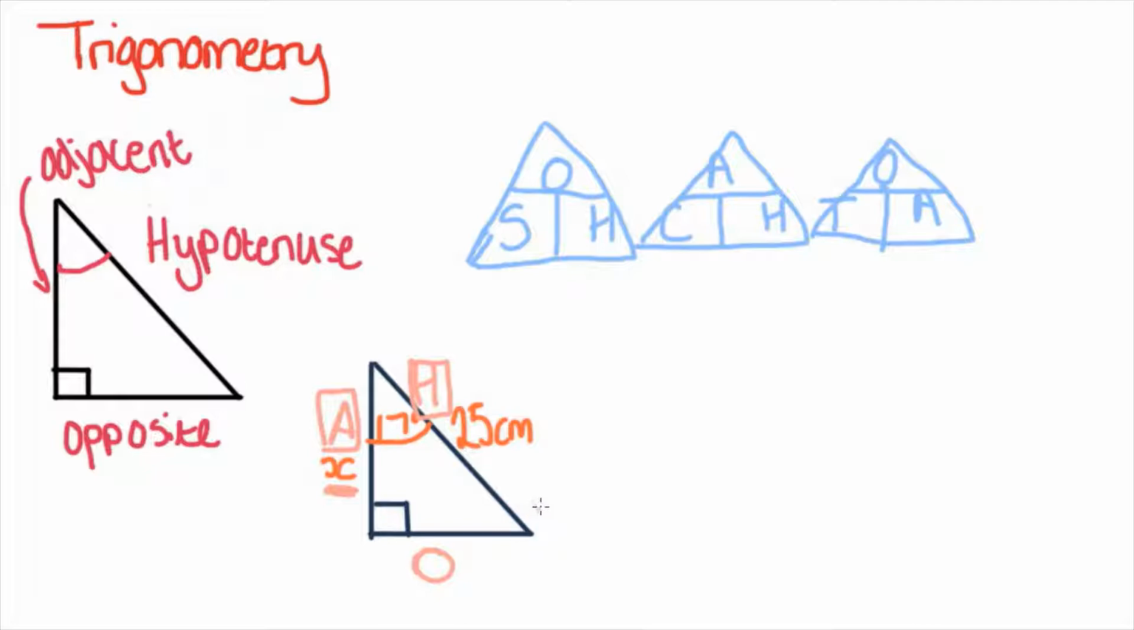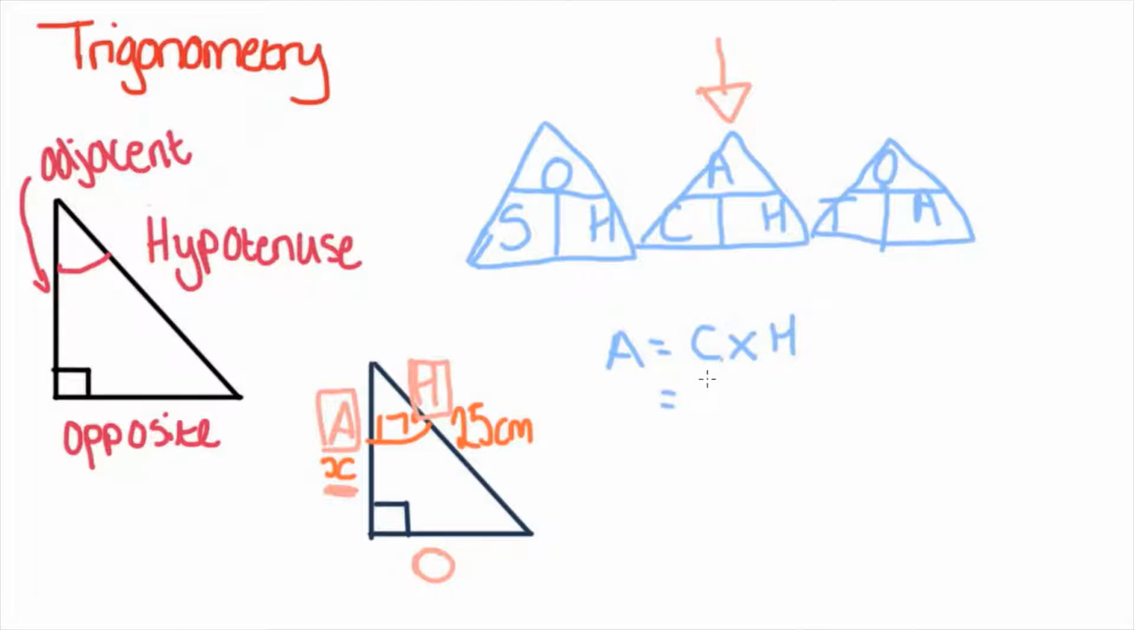Every time we do a trigonometry question, we're always going to be interested in two sides. And from those two sides, we can decide which triangle we're going to use. So we're going to use the triangle that has the adjacent in it and the hypotenuse in it. So in this case, we're going to use this triangle here, because it has the adjacent and the hypotenuse. We want to work out the adjacent. So using the triangle, we know that the adjacent is equal to C times H.